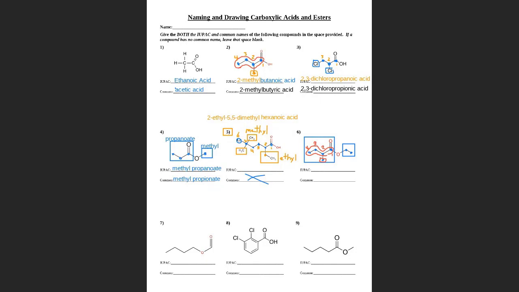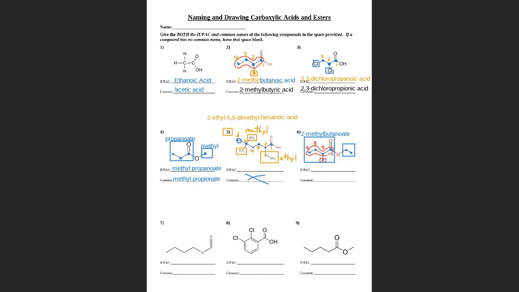2-methyl what? 2-methyl propyl, or propane? Well, it's not 3 carbons, right? It's 4. Oh, sorry, I meant, yes, I'm thinking 4 and I said 3. So 2-methyl butanoate? 2-methylbutanoate. Absolutely, that's 100% correct.